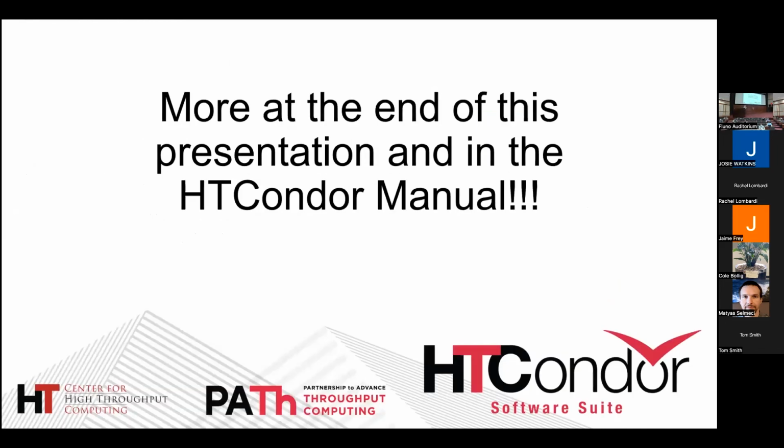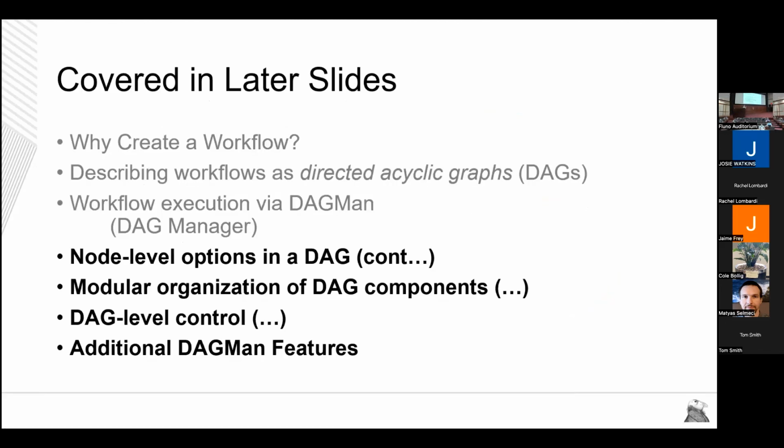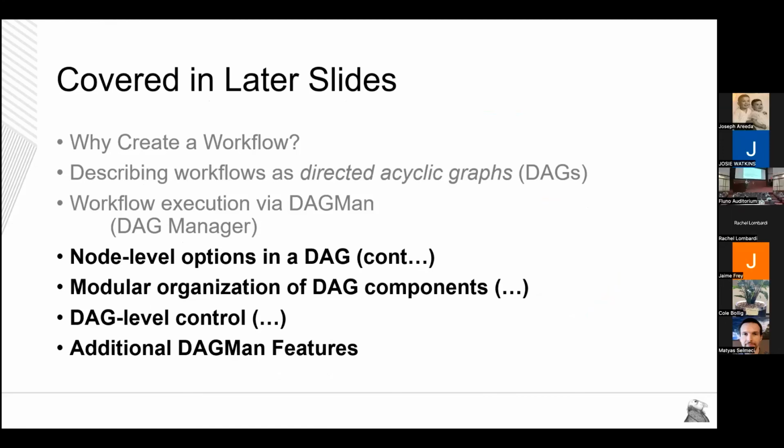My time is up, and there's a lot more at the end of this presentation and in the Condor manual, especially expanding on some of these features I've introduced. Those things include more node level options, modular organization of DAG components, and DAG level controls, so that you can implement things like throttling how many total jobs DAGMan should ever have submitted to the queue at once, and some other DAGMan features that are really useful.